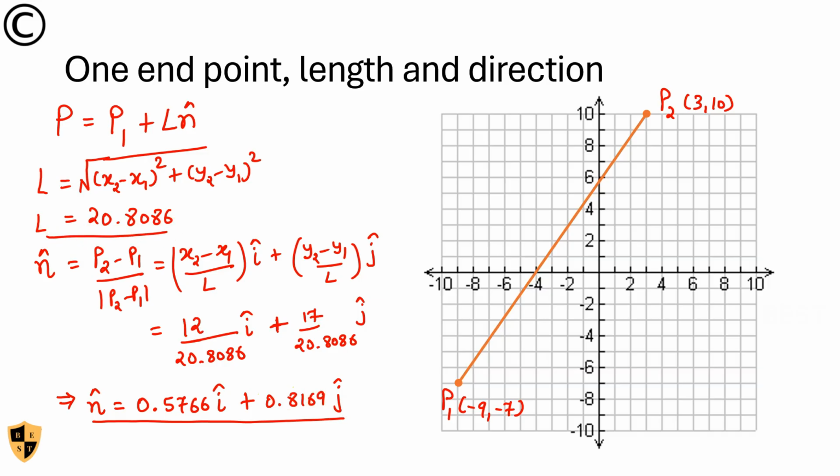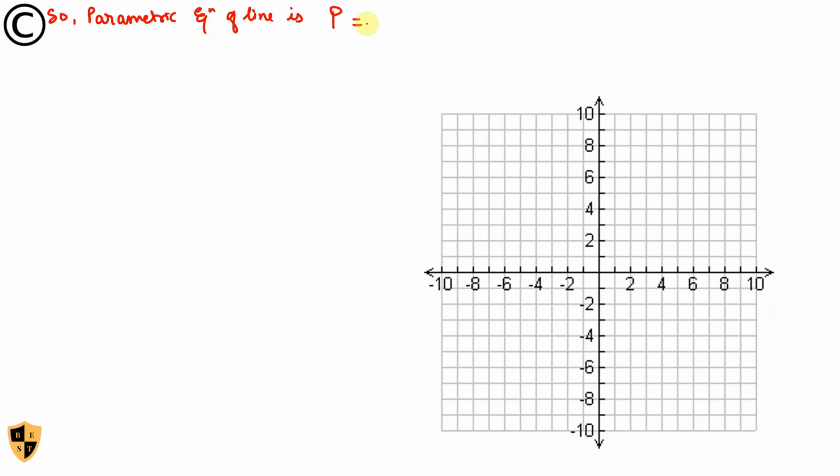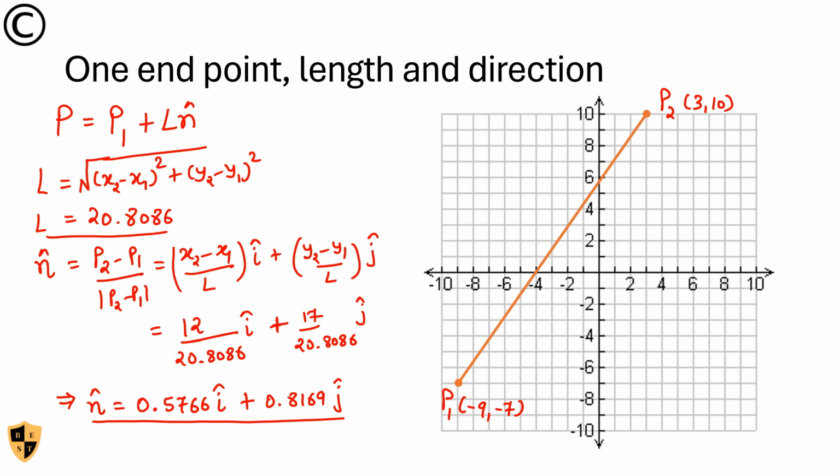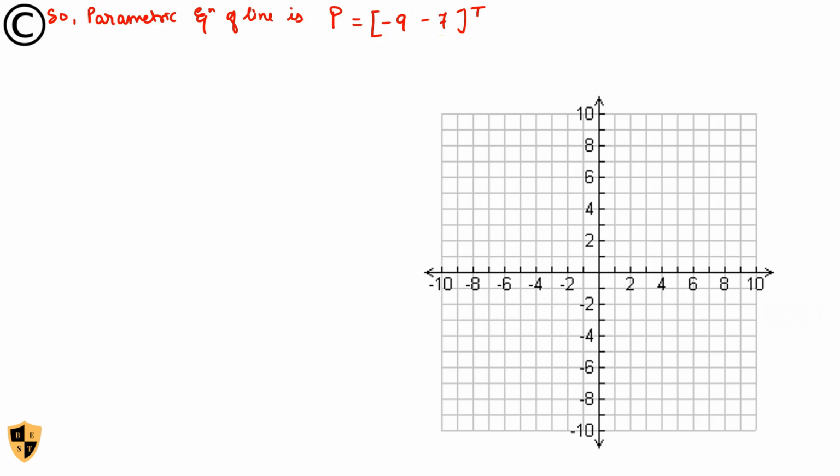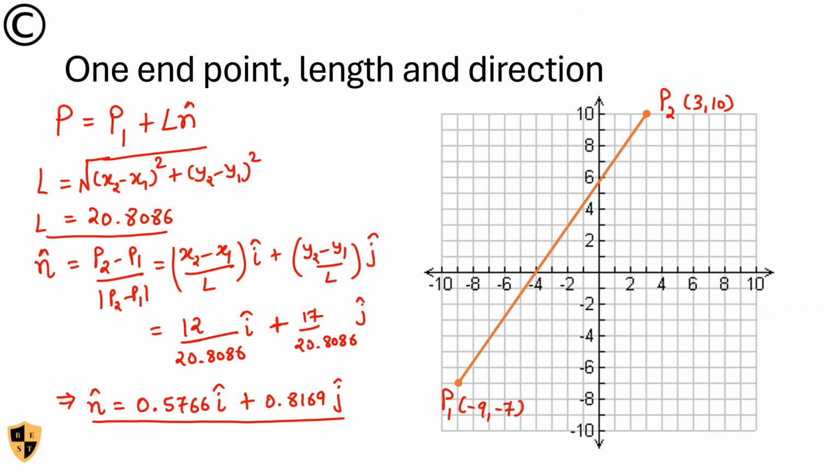Thus the final parametric equation will be your first point p1, which is minus 9, minus 7, and I am writing it in matrix form, plus L, the length, which is 20.8086, which is a constant, multiplied by the unit vector, which I can also write in matrix form like this.